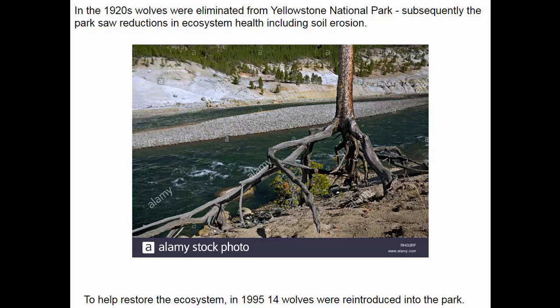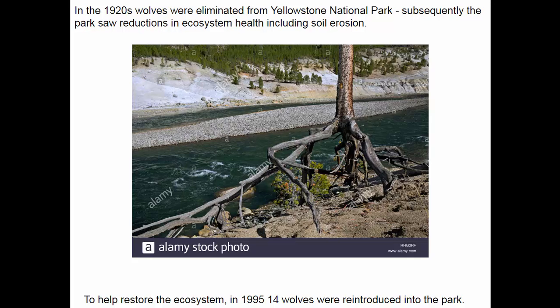And after that, subsequent to the elimination of wolves from those areas, there were a lot of changes to the ecosystem. And they're not changes that you might think about as an immediate consequence of the removal of the wolves. One thing that happened is soil erosion increased dramatically once the wolves were eliminated from the park. Here you see a picture with the exposed roots of this tree that were once deep in the soil, but because of the erosion along that riverbank, they're all exposed here. So how are those things connected?